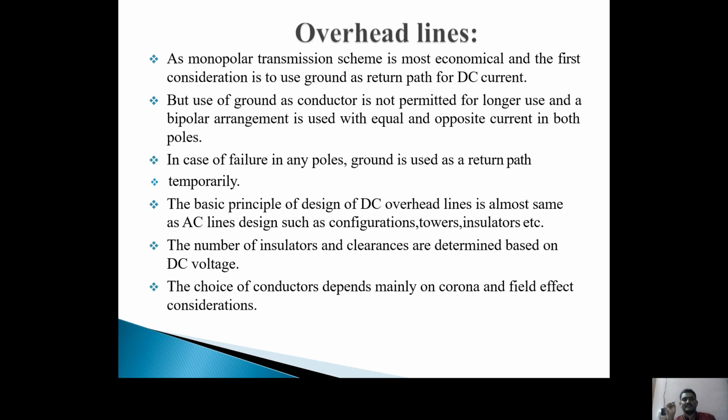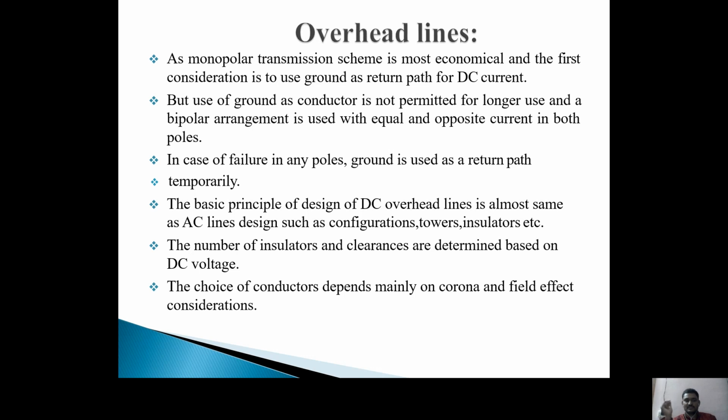The basic principle of design of DC overhead lines is almost the same as AC line design, such as configurations, towers, insulators, etc. The number of insulators and clearances are determined based on the DC voltage, and the choice of conductors depends mainly on corona and field effect considerations.